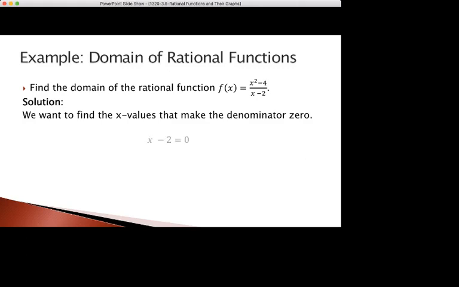So set the denominator equal to 0. x minus 2 is equal to 0. Add 2 to both sides, and we come up with x is equal to 2. What this means is the value x is equal to 2 makes the denominator 0, hence we cannot have 2 in our domain. So we say that the domain consists of all real numbers except 2.